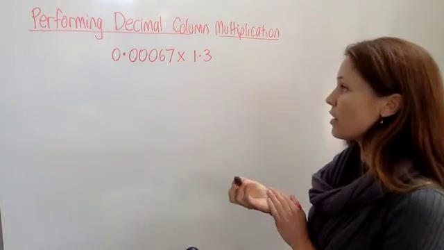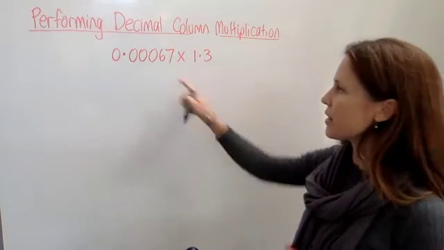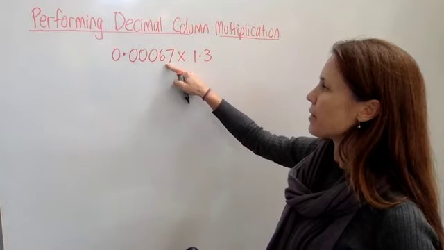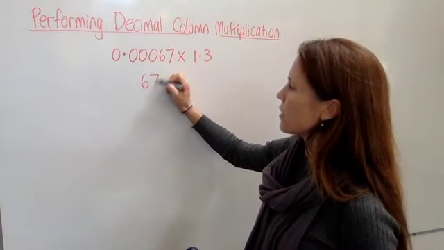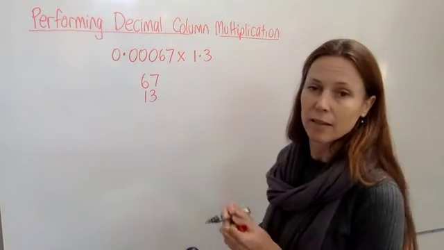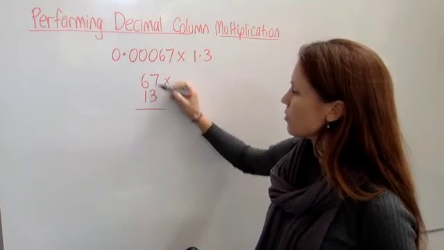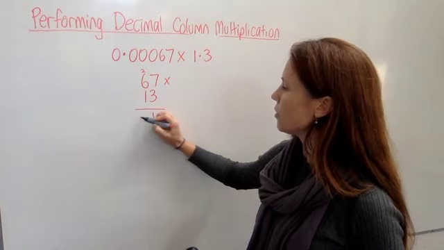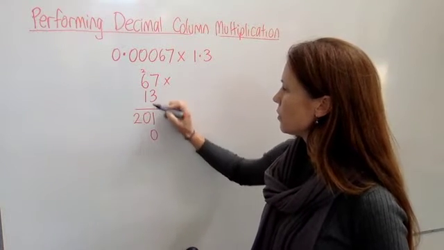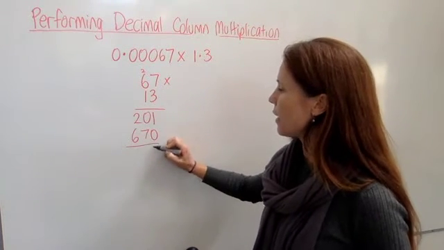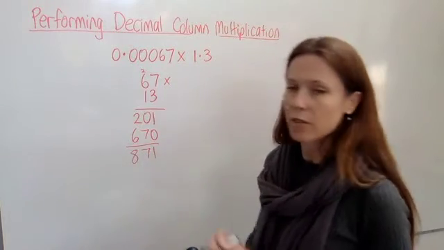Alright, so my strategy last time was to say, forget the decimals, let's just look for how big this number is. Let's go ahead and do 67 times 13 instead. Now, 67 times 13, I can easily do. And adding up, I have 871.